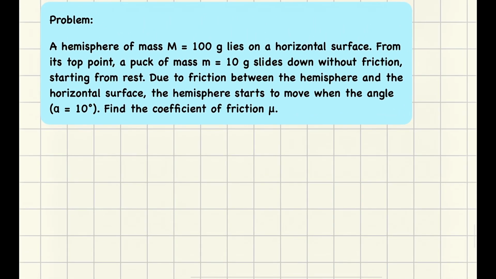A hemisphere of mass 100 grams lies on a horizontal surface. From its top point, a pack of mass 10 grams slides down without friction, starting from rest. Due to friction between the hemisphere and horizontal surface, the hemisphere starts to move when the angle is at 10 degrees. Find the coefficient of friction mu.